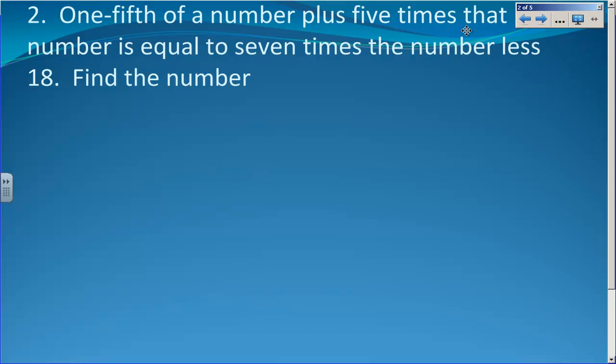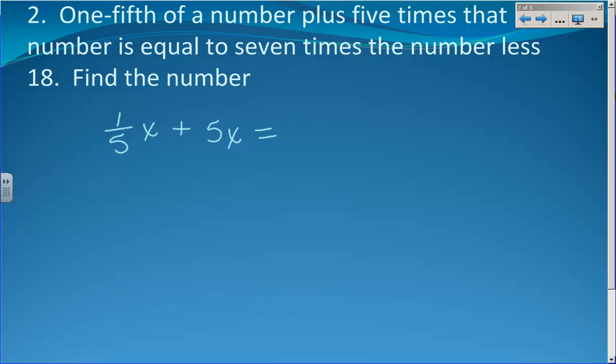we want to do 1/5 of a number plus 5 times that number is equal to 7 times the number less 18. Find the number. Since it never says a different number, another number, I'm going to assume that the number is always the same. And so we're going to write an equation just based on those words that we see. The first thing it says is 1/5 of a number plus. So I'm going to do 1/5 of a number plus 5 times that same number, which would be 5x, is equal to 7 times the number less 18.